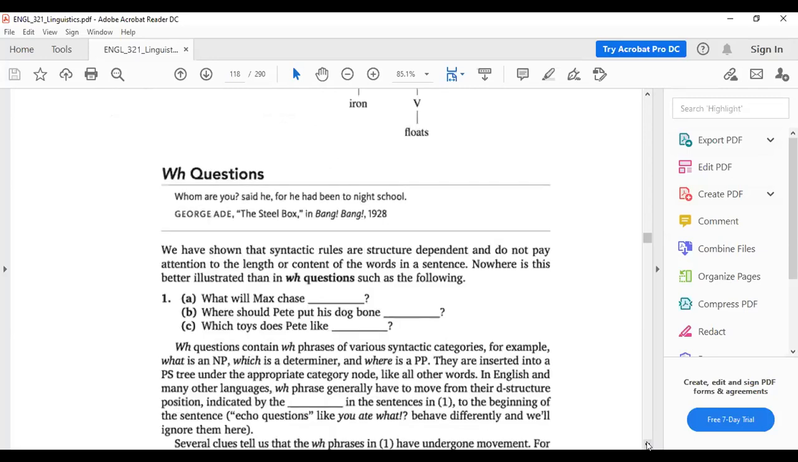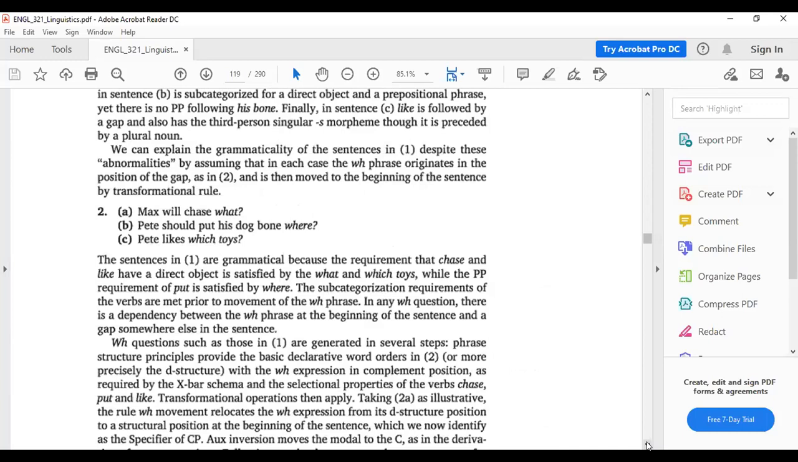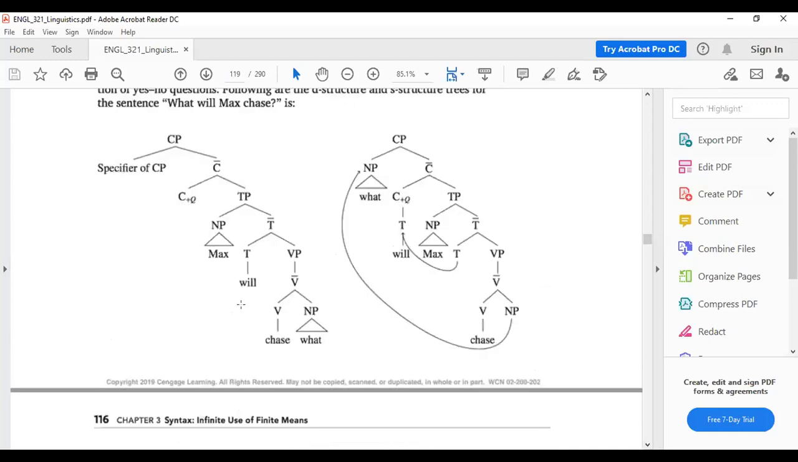Okay, WH questions are very similar. So this is Max will chase what? Originally in the deep structure, the WH word, which is here, what, is in this place. Max will chase what? Then what moves to the specifier of CP. And we have the subject auxiliary verb inversion, like will Max, Max will. So Max will becomes will Max.